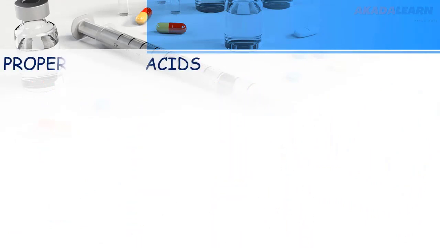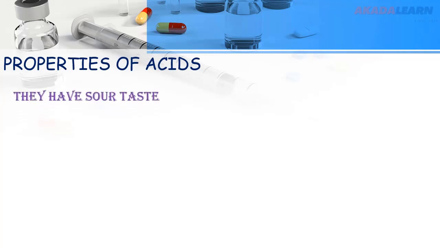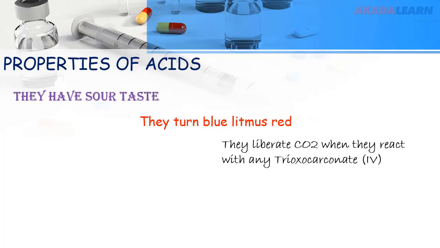Going forward, let's look at the properties of acids. They have a sour taste, like the ones I mentioned earlier in all your fruits. All those sour tastes you feel in those fruits are signs of organic acids. They turn blue litmus paper red. They liberate CO2 when they react with any trioxocarbonate(IV). So anytime you hear that an acid is reacting with a trioxocarbonate(IV), a gas will be given off. That gas is CO2 gas.